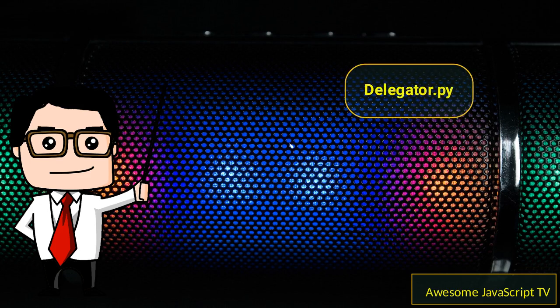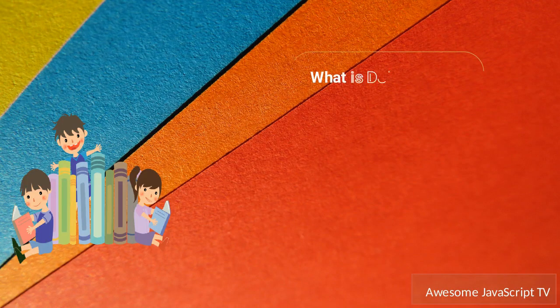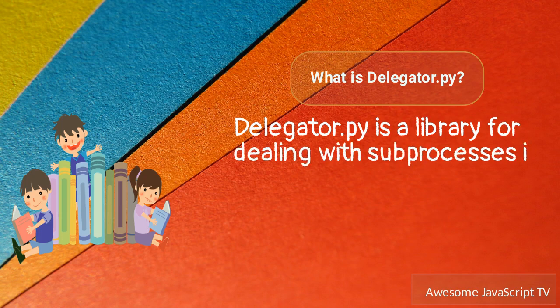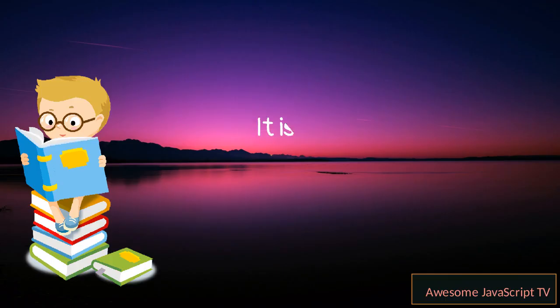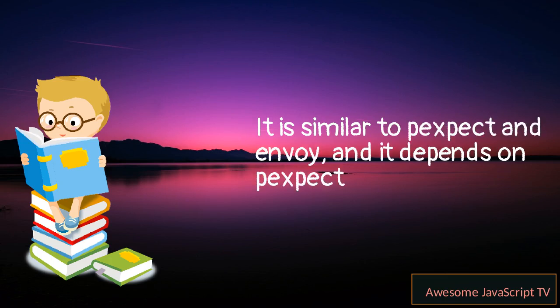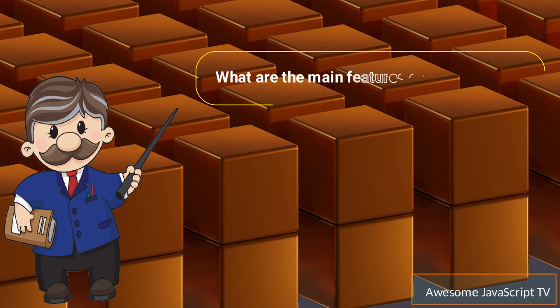Delegator.py. A library for dealing with subprocesses. What is Delegator.py? Delegator.py is a library for dealing with subprocesses in Python. It is similar to pexpect and envoy, and it depends on pexpect.